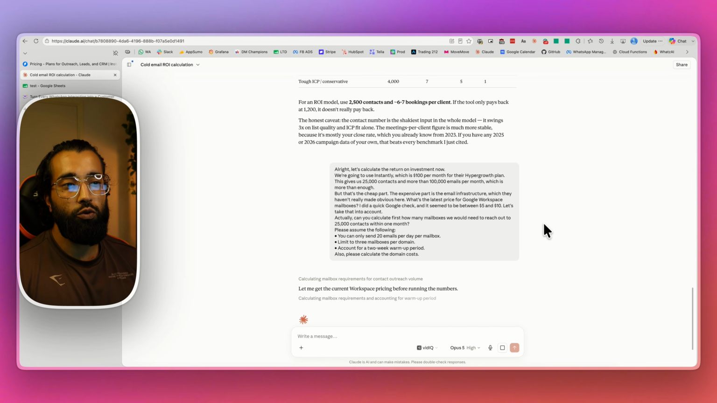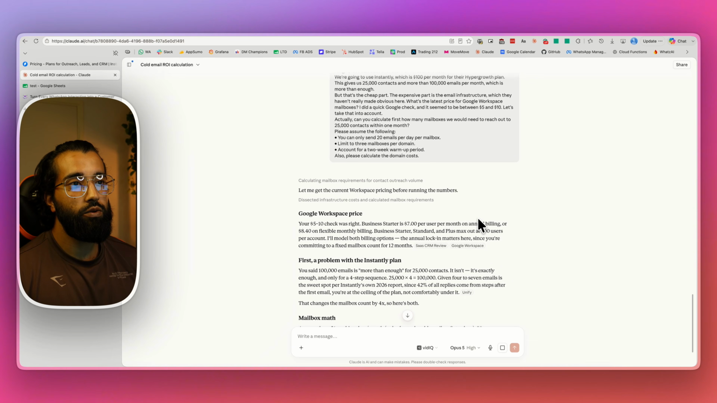And then per domain, you do about 3 mailboxes. These are best practices. Of course, you can increase the mailboxes, but with that, you increase your risk. Same with increasing the amount of emails you send per day. You're going to be increasing your risk of getting flagged.